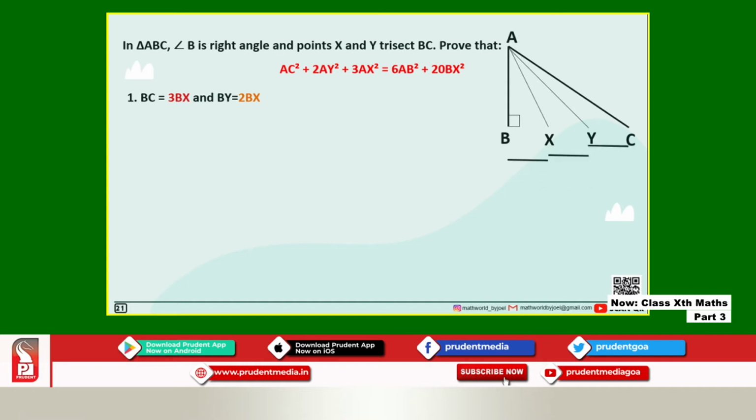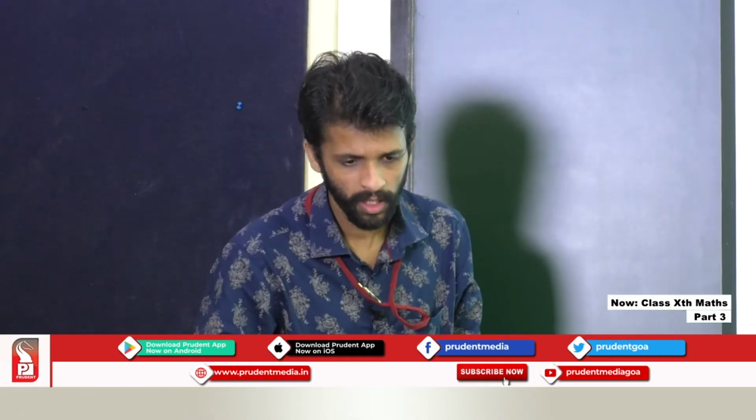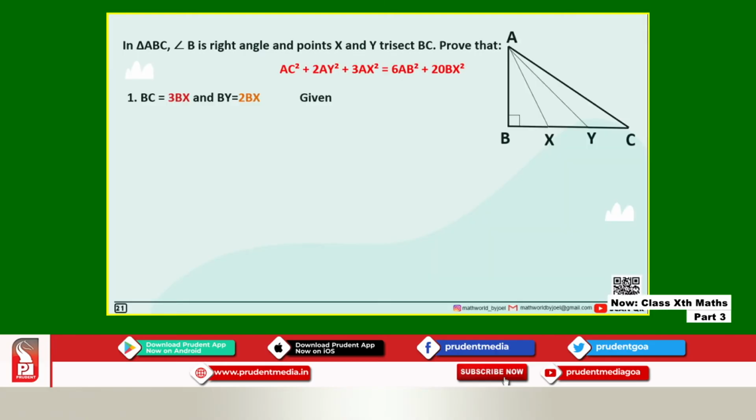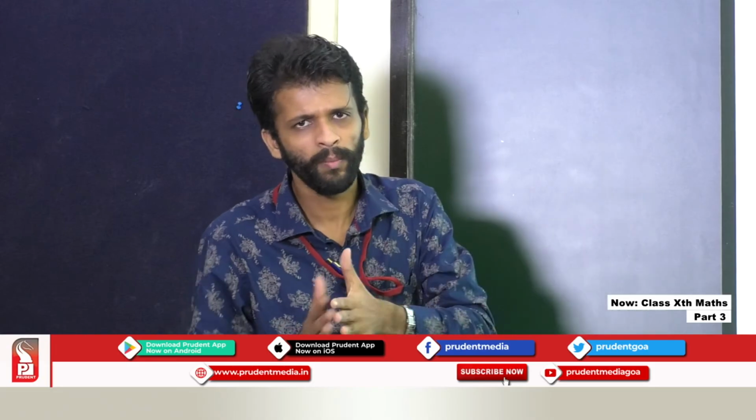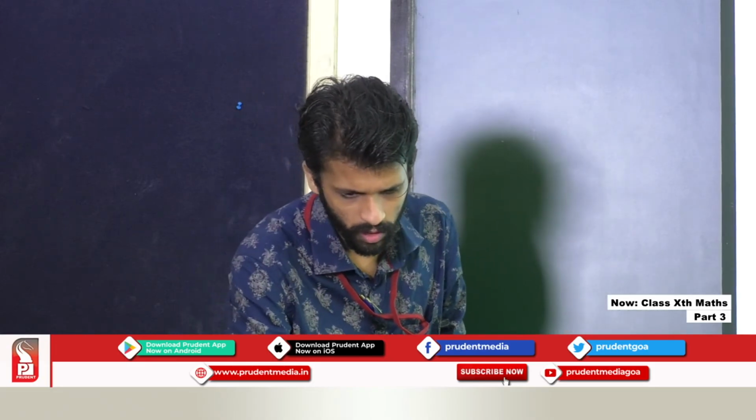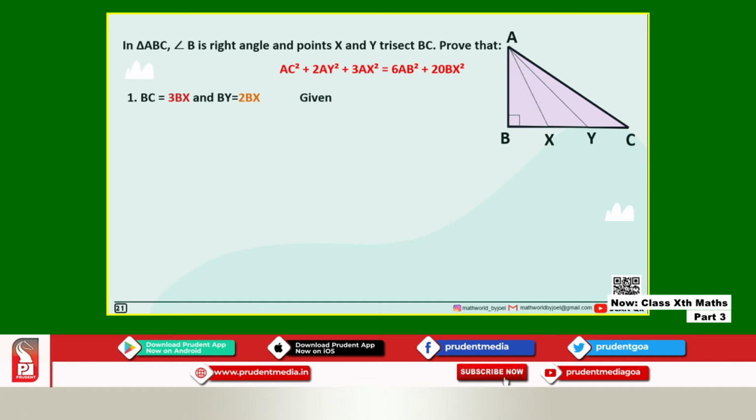Next, I will say BY. Look at the position up to BY. BY is 2 times BX. So I have done that. I hope it is clear why we write step 1 like that. Next, this is given. The simple statement that X and Y trisect means this much. Now look at the entire triangle ABC and let us write the Pythagoras theorem for it.